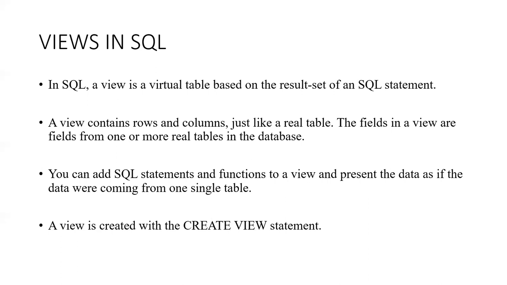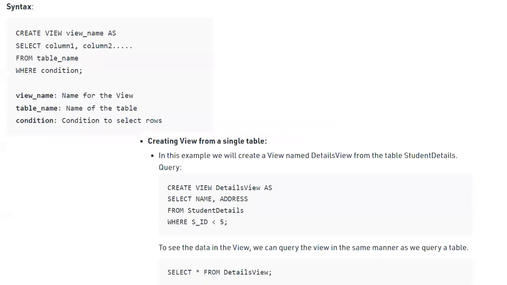So the syntax, or how do you create a view, is using the create view statement. This is the syntax: create view, view name as select column 1, column 2 from table name 1, and the condition. View name is the name for the view, table name is the name of the table from where you want to get the rows and the columns, and the condition is to select the rows. Okay, so this is an example which is creating a view called details view using the table called student details.